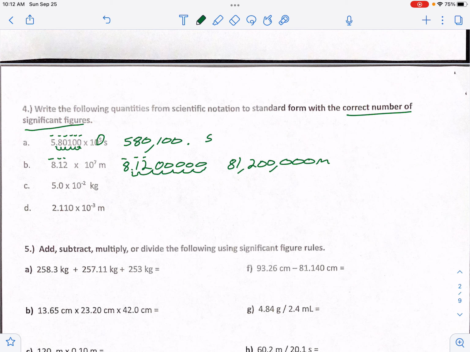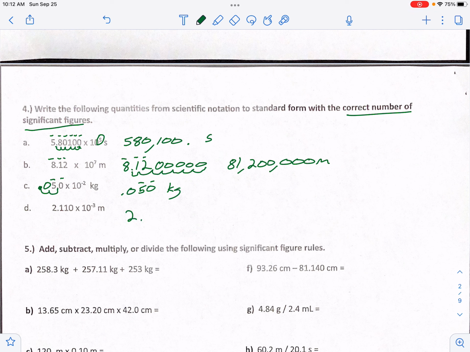Now let's look at C. I have a negative number now, so this is gonna be a small number. So that means I go to the left 2 times. So 1, 2, my decimal is gonna be here. I'm gonna fill in that 0. So my answer is gonna be 0.050 kilograms. Okay, let's check my sig figs. I had 1, 2 in the beginning. I've got 1, 2 now. So that means I'm good. And there's my answer.